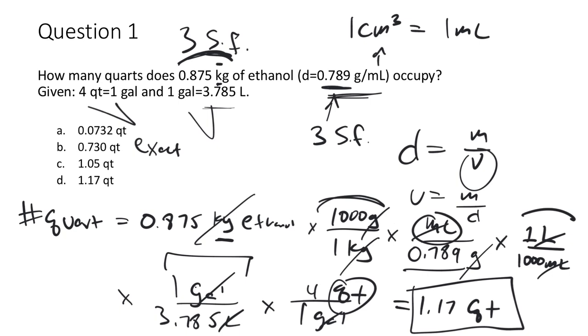Rarely should a conversion factor lead me to round at any point. And then this is an exact definition. There's exactly 4 quarts in a gallon by definition. So I'm keeping all 3 digits here as being significant.